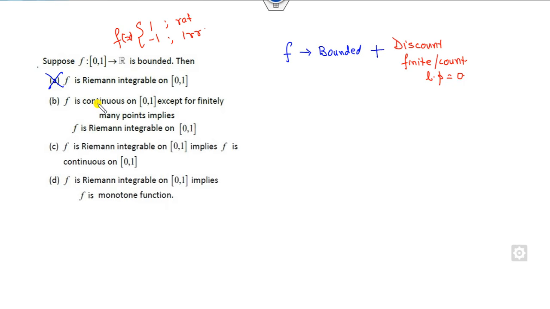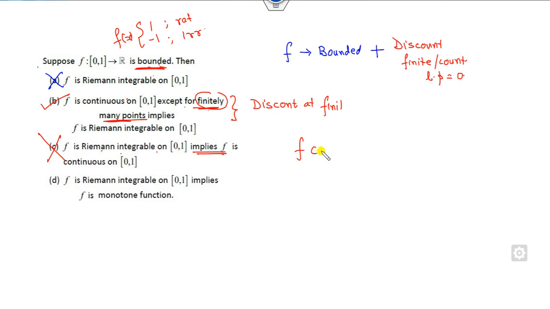Look at the second option. f is continuous except at finitely many points. That's Riemann integrable, a correct statement. But we need boundedness. Yes, bounded is already given to you. So it means the function is discontinuous at finitely many points. That's the correct statement. Next: f is bounded and Riemann integrable implies f is continuous.